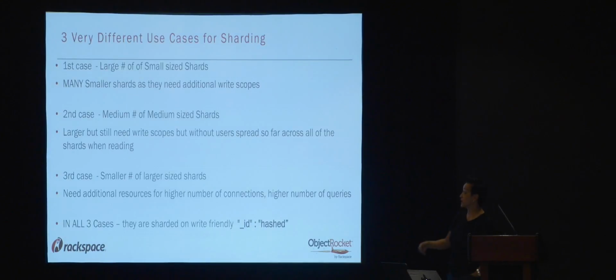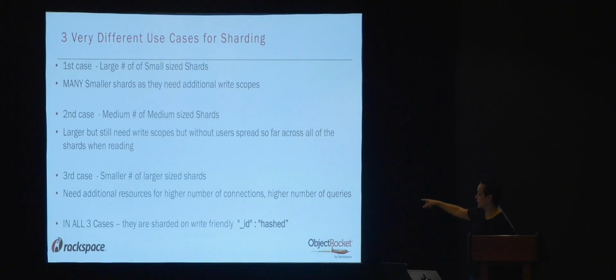So here's 3 different, so now we're talking about use cases, right? If you have a large number of small size shards, you're going to have a lot more writes. So you want smaller shards and need additional write scopes. Second, medium. You need the write scopes, you need users spread out, because you also have the read level going in. And then a smaller number of large size shards, right?